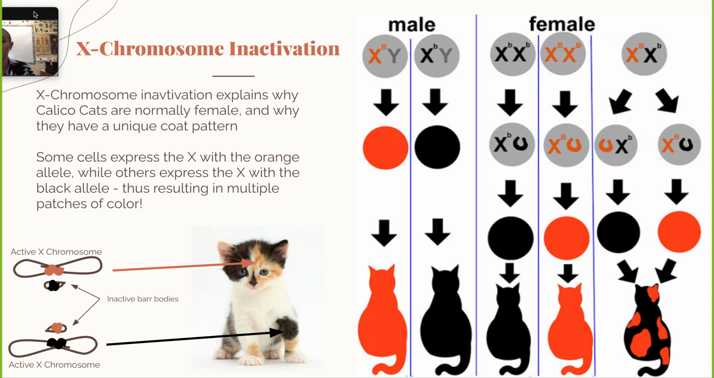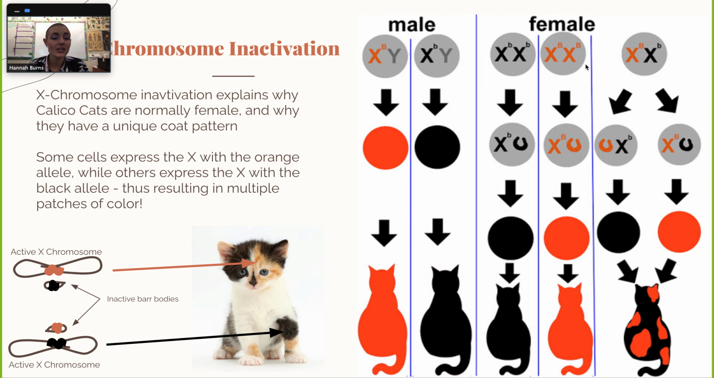So let me move this over here. So let's look at an example of how this occurs. As I said before, because males have only one X chromosome, they don't go through that inactivation. So if this cat inherited the dominant allele for orange, then this cat would be orange. This male cat inherited the recessive allele for having black fur, so this one has black.